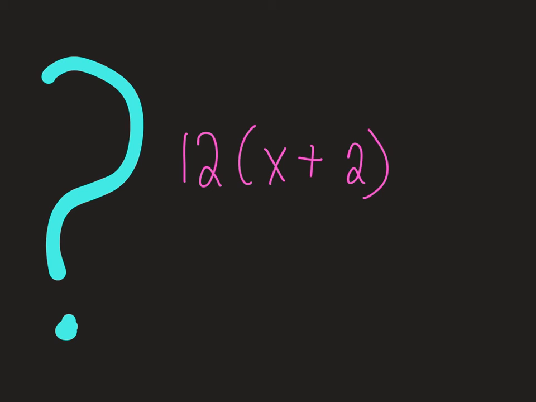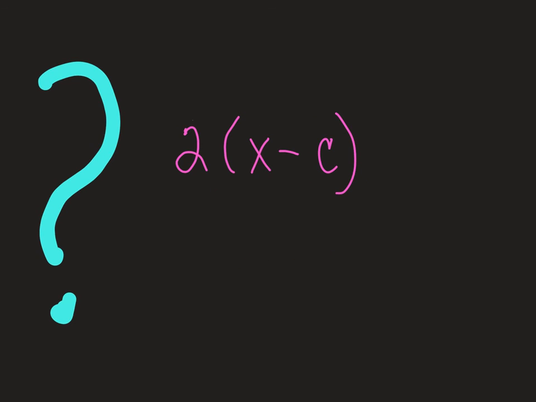Here's your next question. What do you get when you distribute a 12 to each of these guys? What is your answer going to look like after you multiply? Well, your final answer is going to be 12x plus 24. And here's your last question. It has all letters inside the parentheses, but what would your answer be if you distribute a 2 to each thing? Type in your final answer.